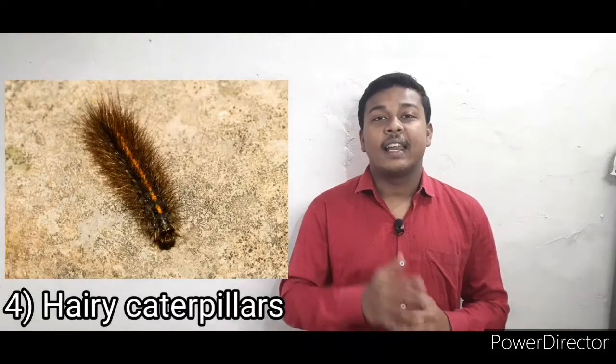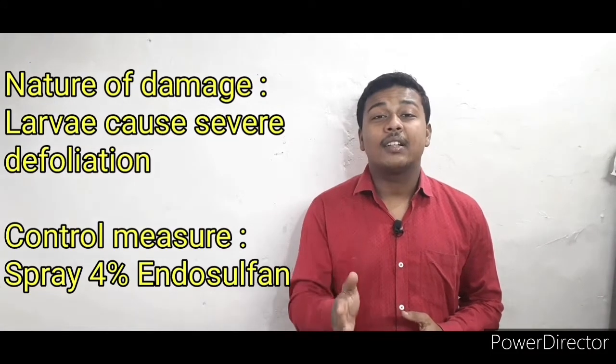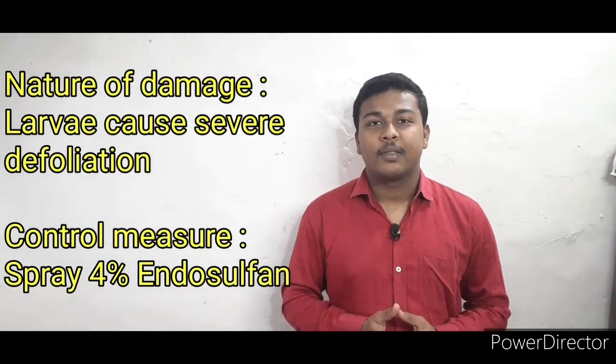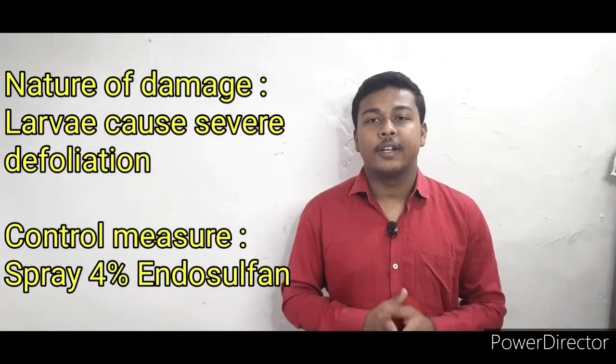The next is the hairy caterpillar. The larvae in this cause severe defoliation. And to control this, spray 4% Endosulfan.